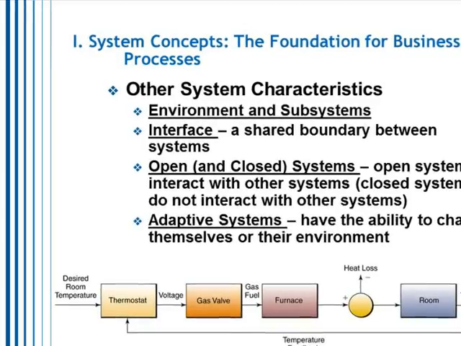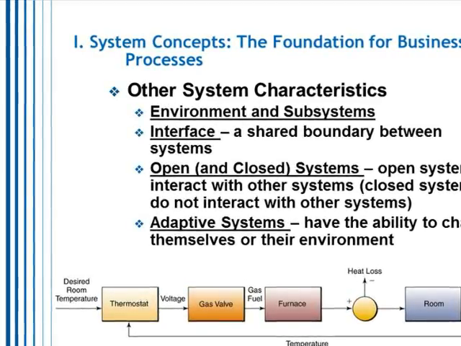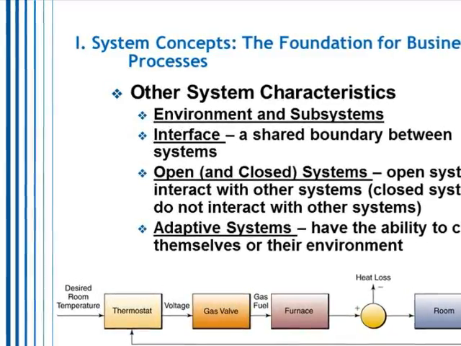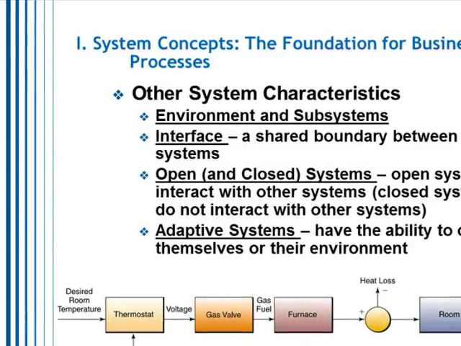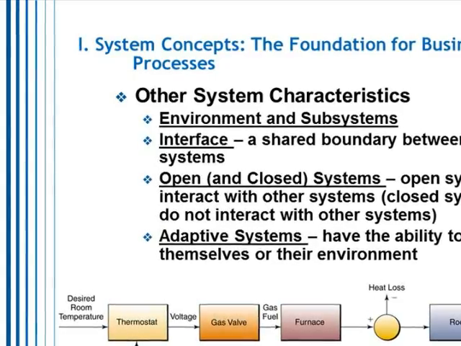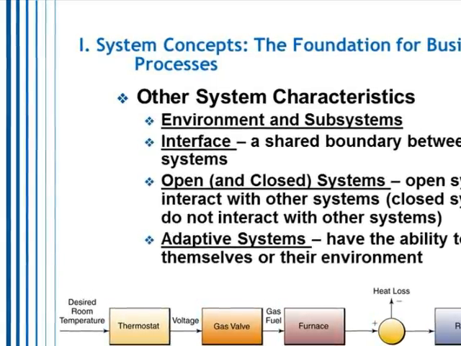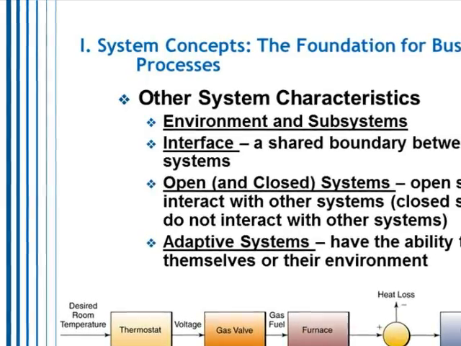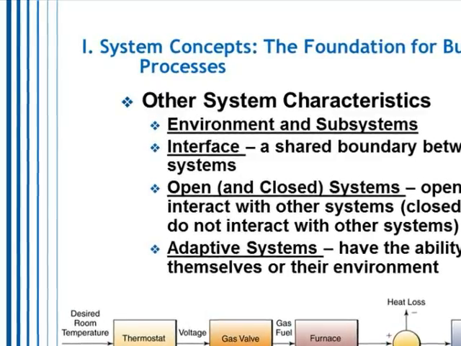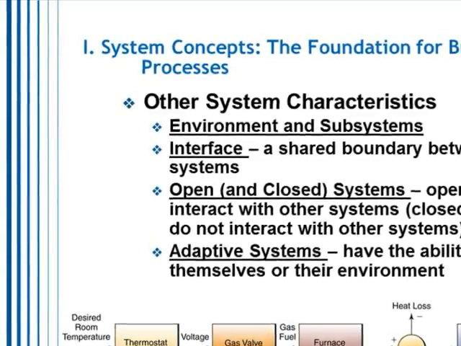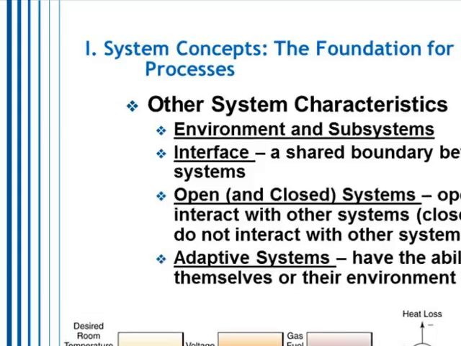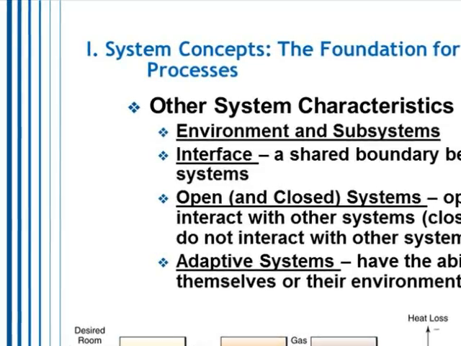This is another type of system, and happens to be an environmental subsystem. But as you notice, we've added voltage, gas, fuel, and then room temperature at the end. Those are interfaces that allow different business processes or different processes to work together. This happens to be a closed system. It doesn't necessarily interact with anything else, but we also have open systems which will interact with many other different types of systems. And then there are also adaptive systems. They change based upon their environmental conditions.